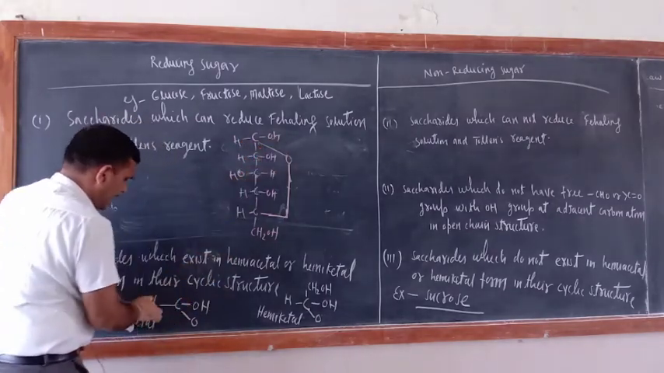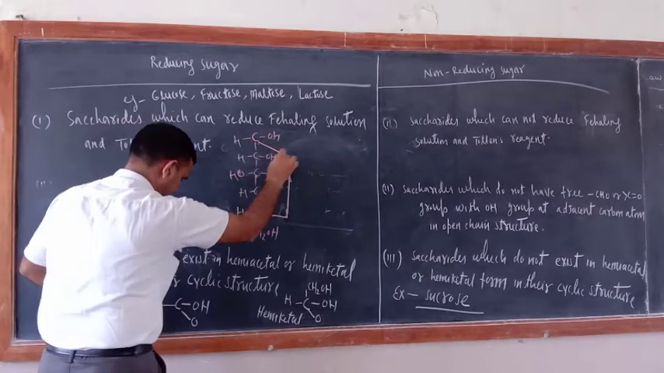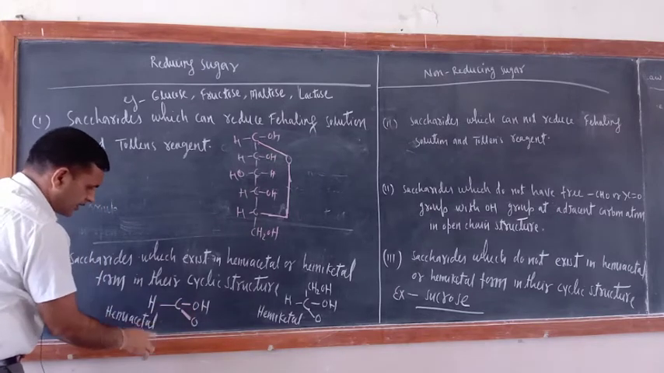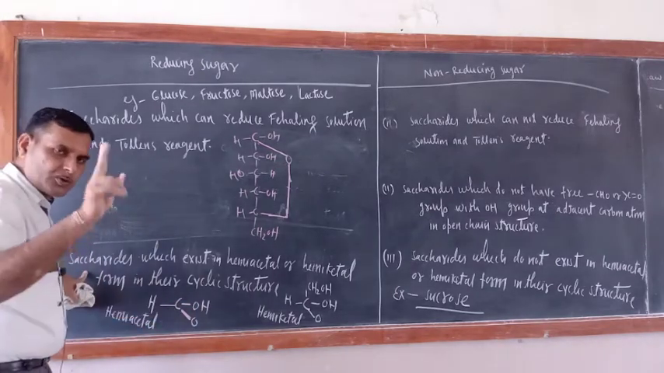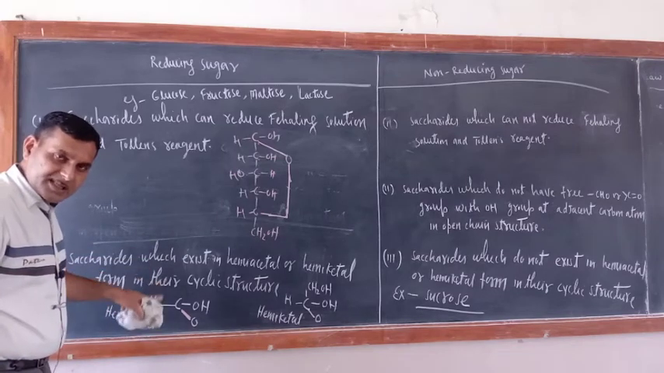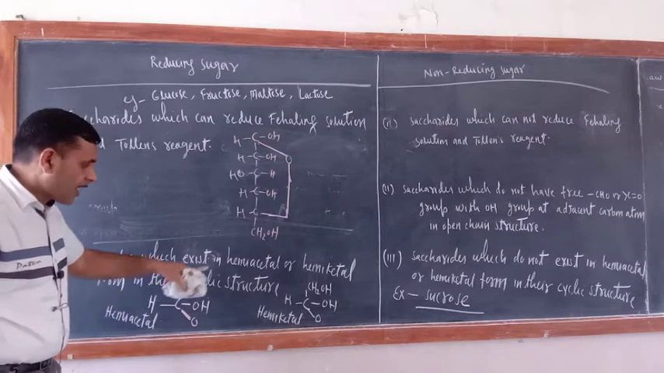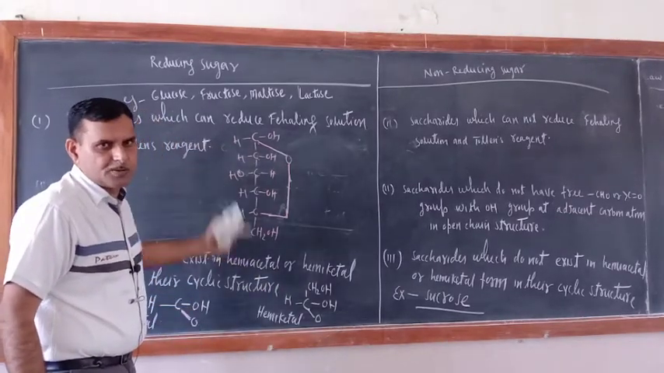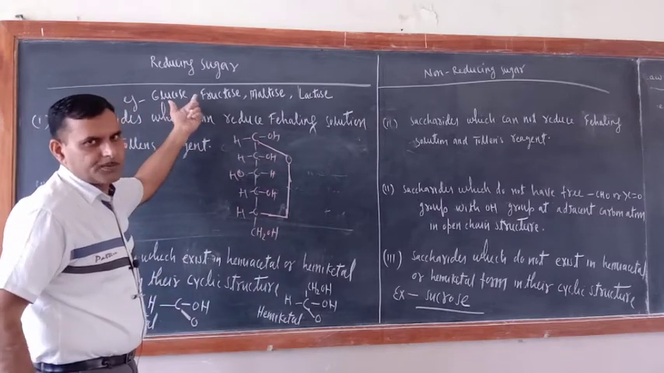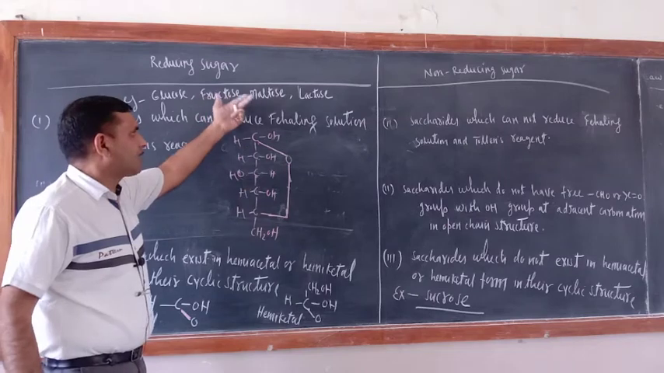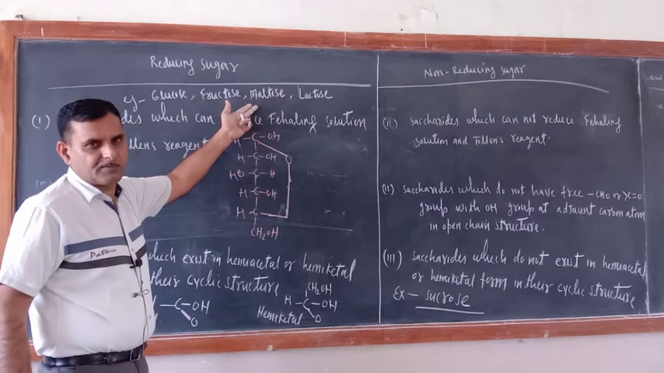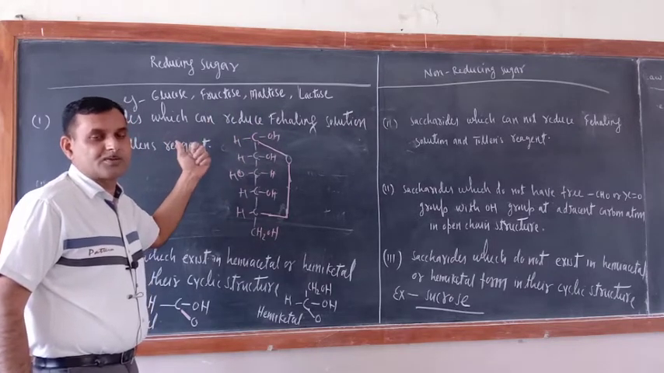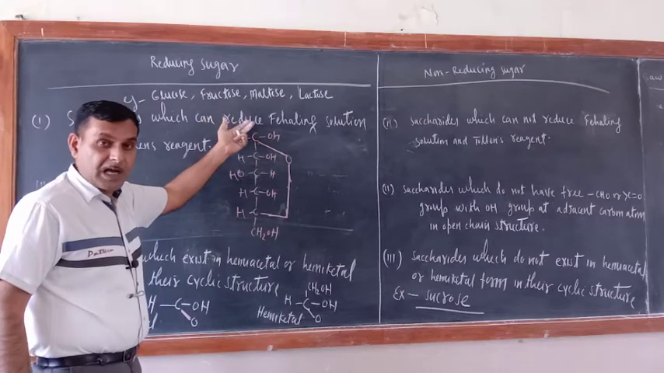Just see, C, OH, H. And I am talking of this oxygen. So here this is the hemi-acetal form. Okay. You can check. So in the cyclic structure, those saccharides which exist as the hemi-acetal form or hemi-ketal form will be called reducing sugar. Just try to understand. Glucose and fructose have this form. Not only this one, in maltose glucose is there. So if glucose is a reducing sugar, maltose will also be a reducing sugar.